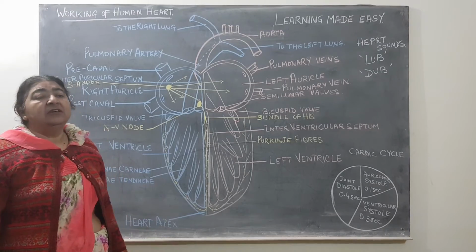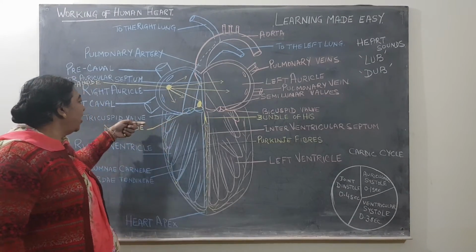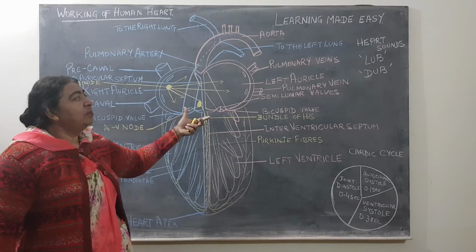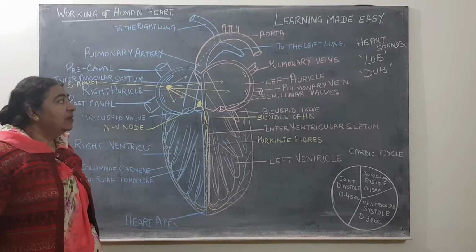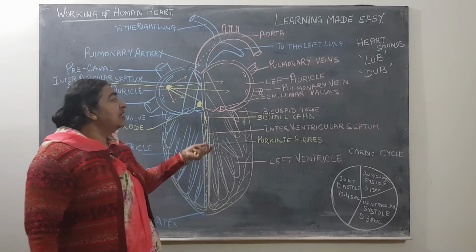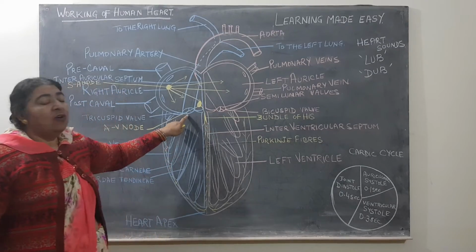The first auriculoventricular valve is bicuspid and tricuspid. When they open up, the sound which is produced by them is called lub. The second sound is dub. Dub is the closure of the semilunar valves.